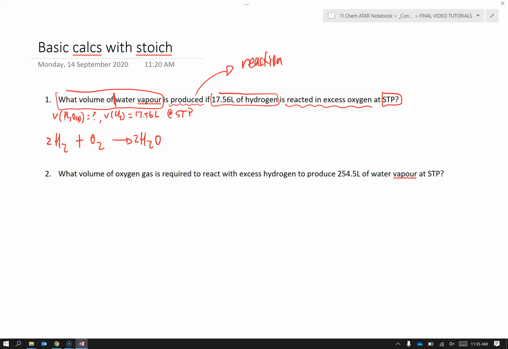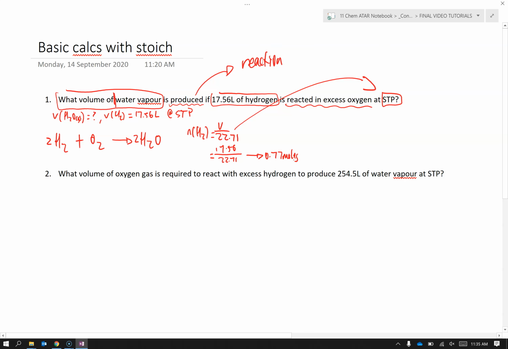Now that I have written my equation, I can simply calculate my number of moles of H2 by saying that number of moles is equal to V on 22.71. How have I isolated this formula? Because our reaction is at STP, so I've copied that straight from my data sheet. I've then said that my number of moles is equal to 17.56 divided by 22.71. If I chuck that in a calculator, I get a nice simple number of 0.77 moles.